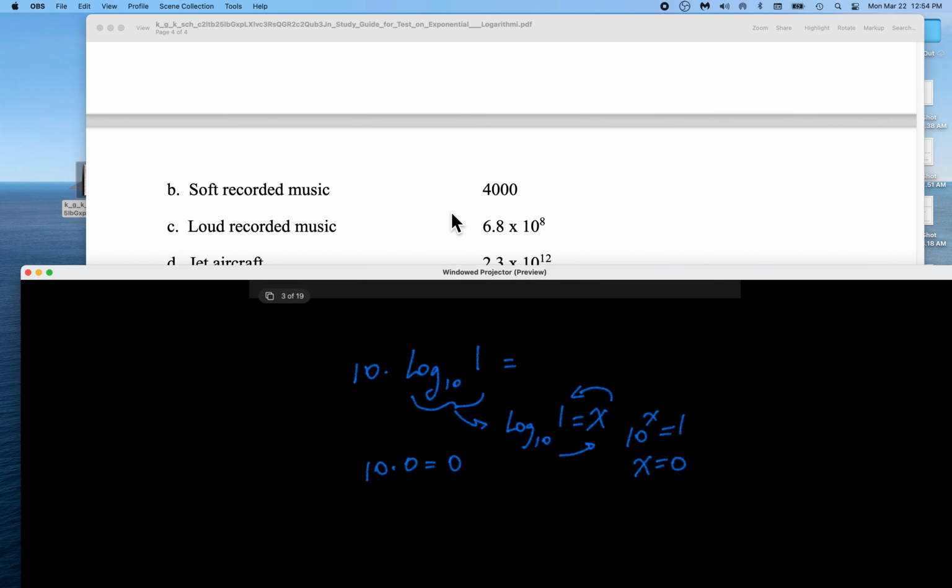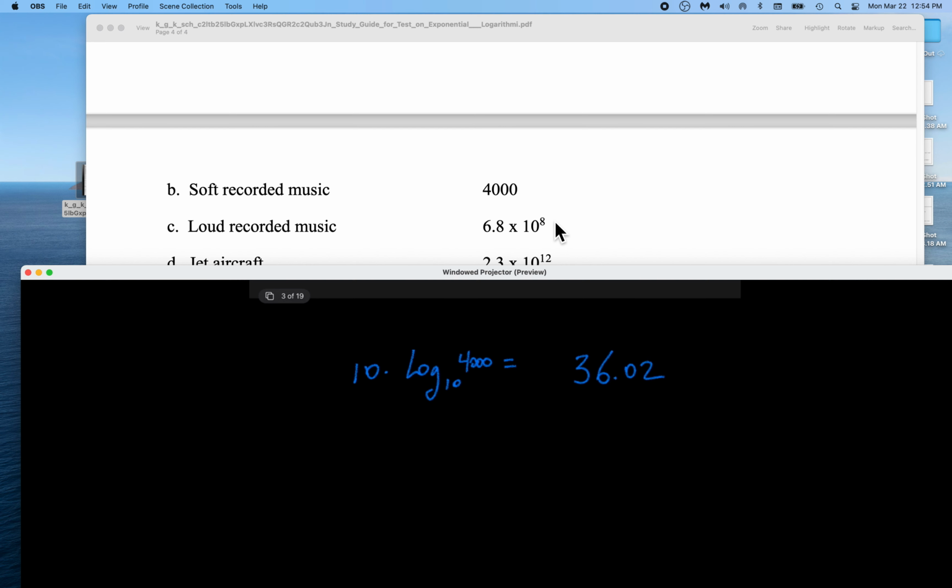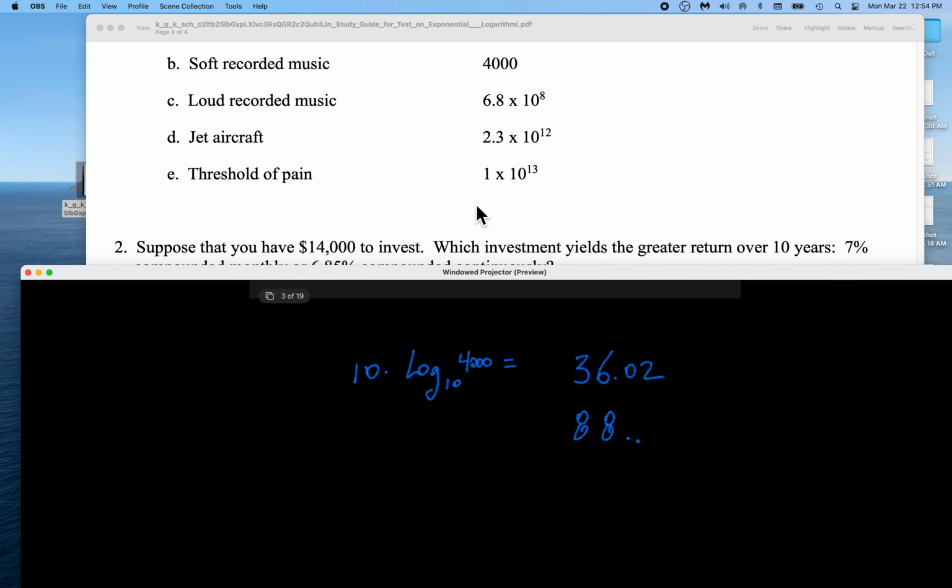Next one, 4,000. All we do, folks, is just replace the 1 with 4,000. This we can't evaluate because 10 to the x doesn't equal 4,000. So here you put this in your calculator, multiply it by 10, and you get, what did I get for this, 36.02. And you do the same thing for this one and you get 88. I'm not going to bore all of us by adding in that math.